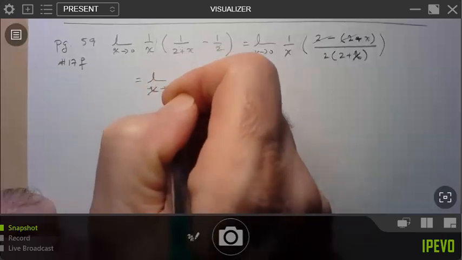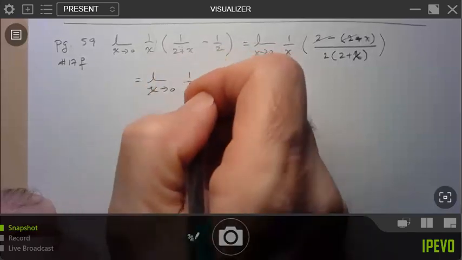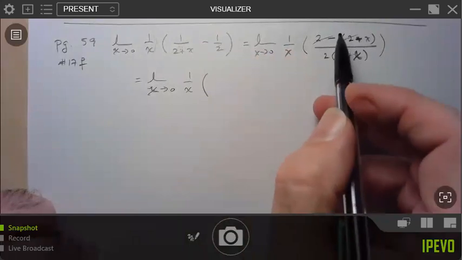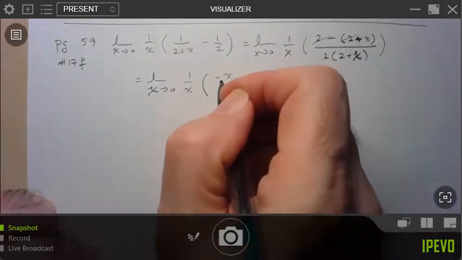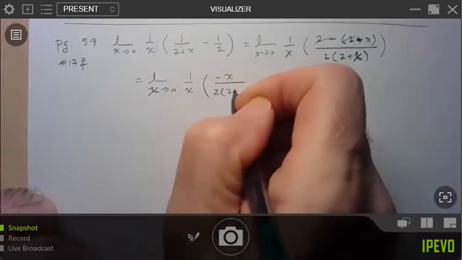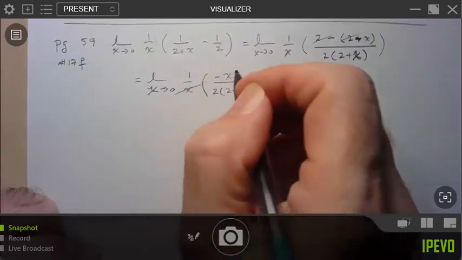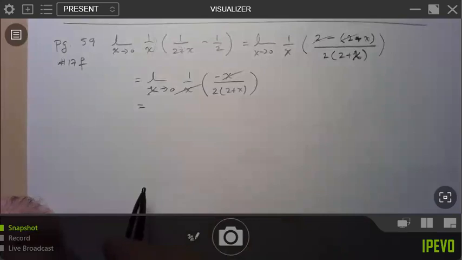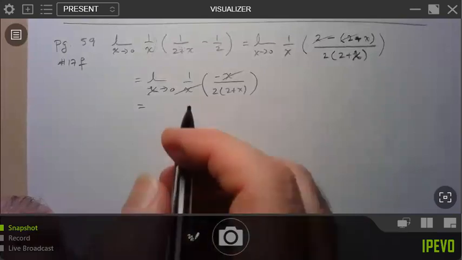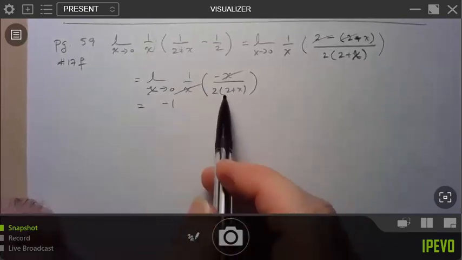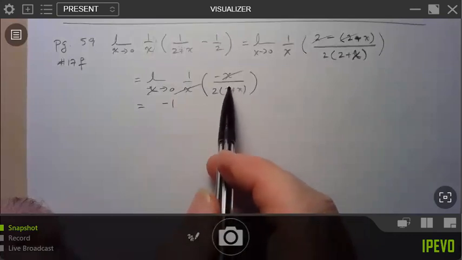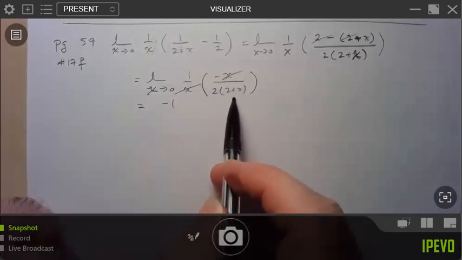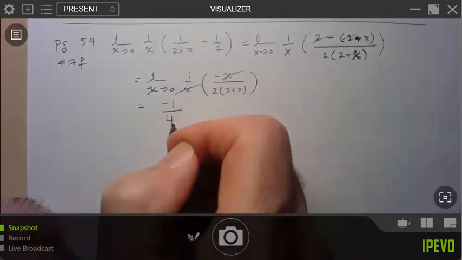Oh, so used to doing an H. Okay, 1 over x. And what are we left with in the numerator? Minus x. And so there we go. Those cancel out, and now we can determine the limit. What's happening here? We have a -1 in the numerator, and this is approaching 2 plus 0. It's approaching 2 plus 0, so 2. So it looks like -1 over 4.